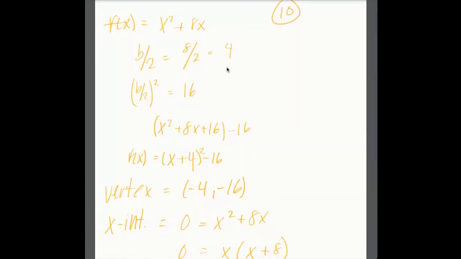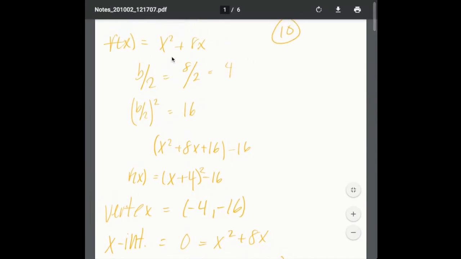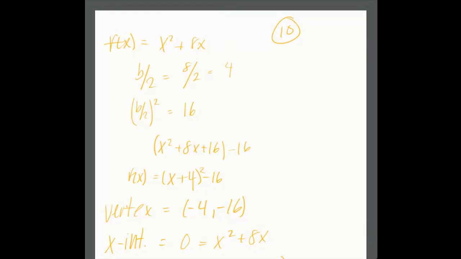Okay, so we said 3 steps, right? First, we figure out A, B, C. What's your A? What's your B? What's your C? Okay, so my A is 1, my B is 8, and my C is 0. Great. Now, what do you want to do? You want to find the vertex?